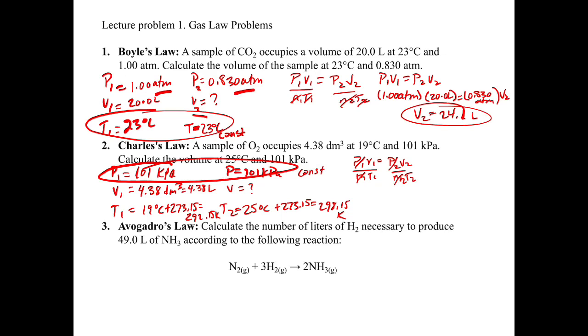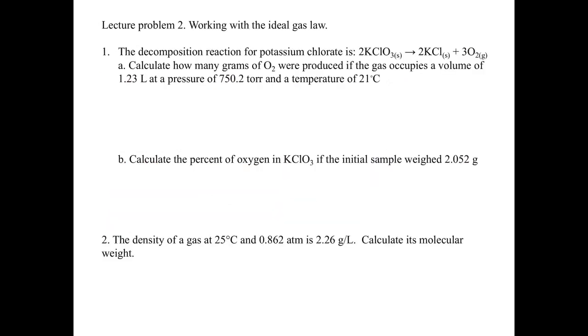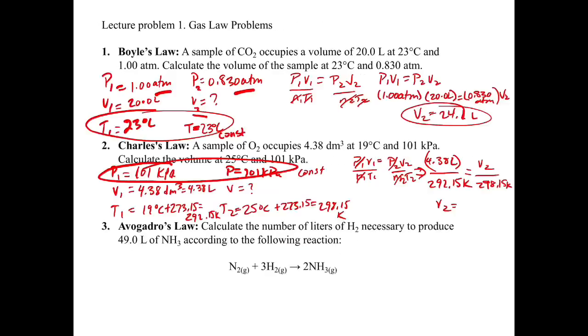So if we plug in, we're going to get 4.38 liters is our volume 1, divided by temperature 1, which is 292.15 Kelvin. And then this is going to equal our V2, which we don't know, divided by 298.15 Kelvin. And then if we solve for V2, we're going to get 4.47 liters.